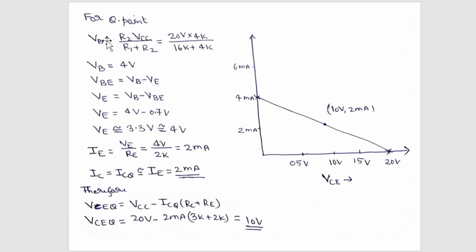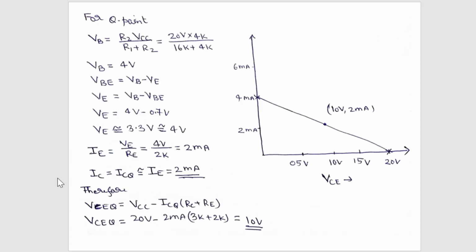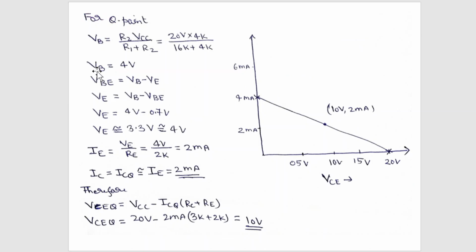So using approximate analysis, the voltage at this point can be determined by this equation: VCC times this resistance divided by this resistance plus this resistance. So VB is equal to R2 times VCC divided by (R1 plus R2), that is 20 volts multiplied by 4 kilo ohm divided by (16 kilo ohm plus 4 kilo ohm). That will give VB equal to 4 volts, so the base voltage is 4 volts.